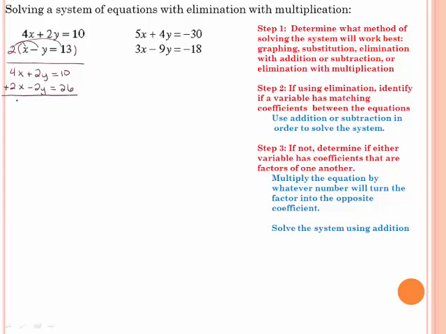So 4x plus 2x is 6x. 2y and negative 2y cancel. 10 and 26 is 36. I divide both sides by 6, and then I get x is equal to 6.